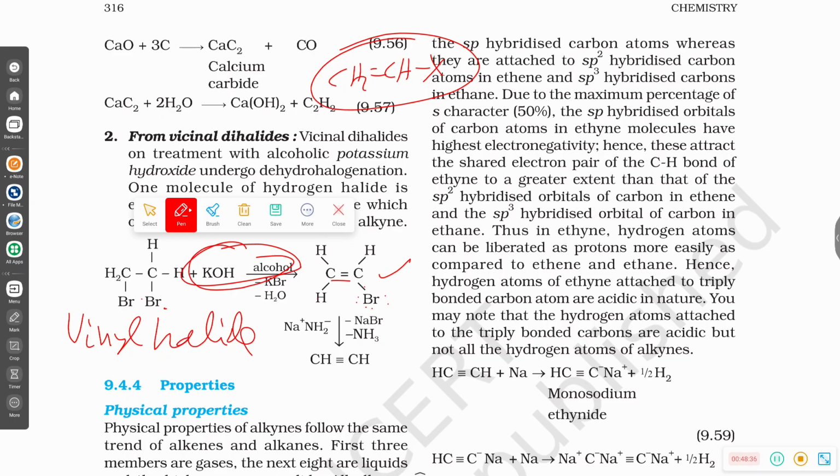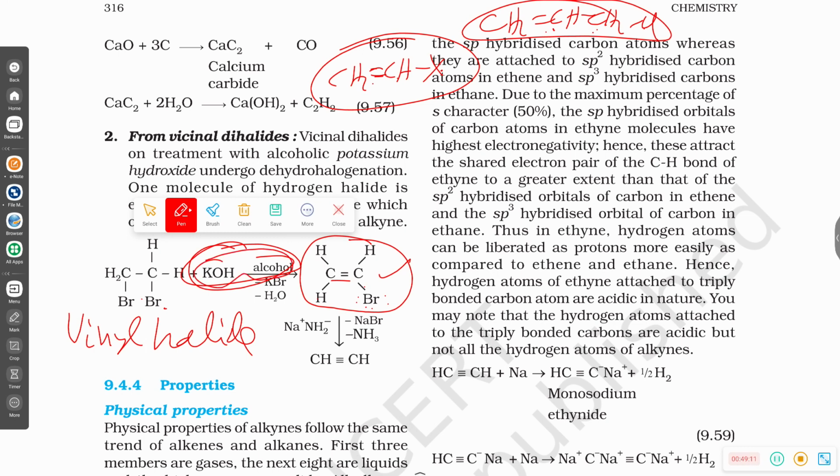A CH2 double bond with a halogen attached is called a vinyl halide. If you take CH2 double bond CH containing CH2Cl, this is an allyl halide. A carbon directly attached to the double bond and containing a halogen is a vinyl halide. A carbon attached to the double-bond carbon and containing chlorine is called an allyl halide. These are two important terms. So vinyl halide, what is happening?